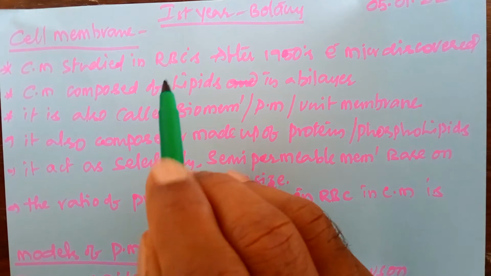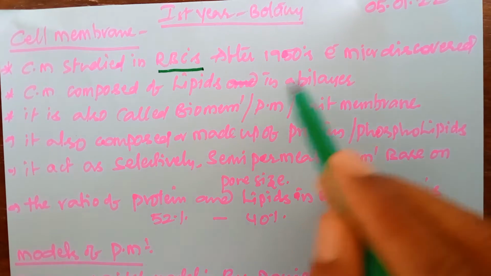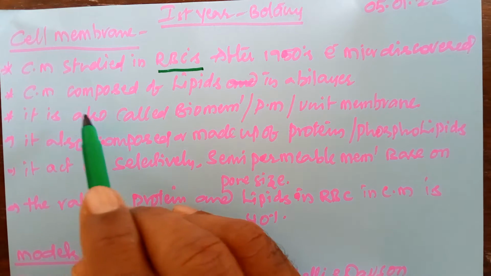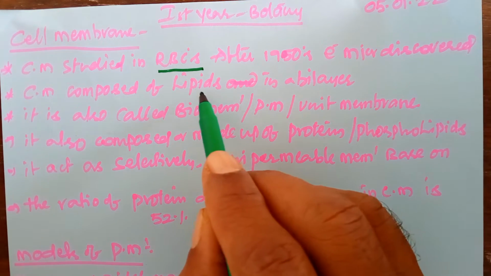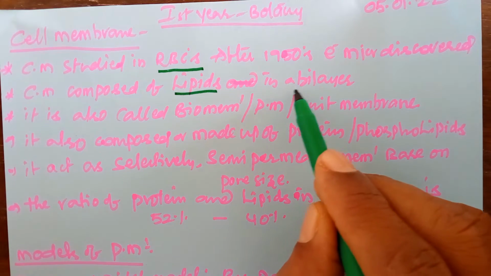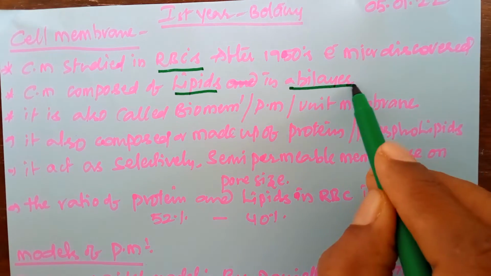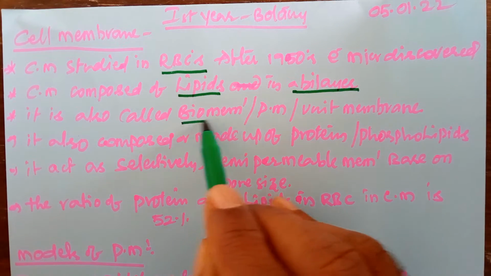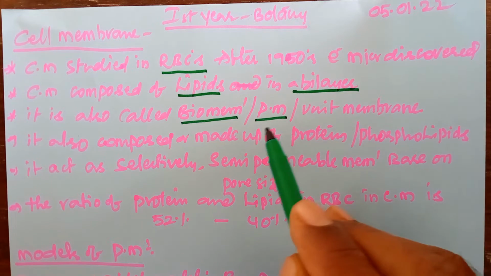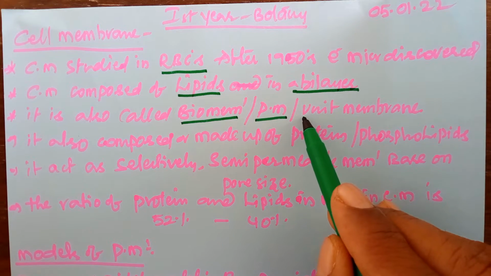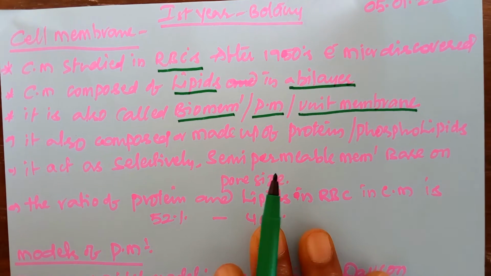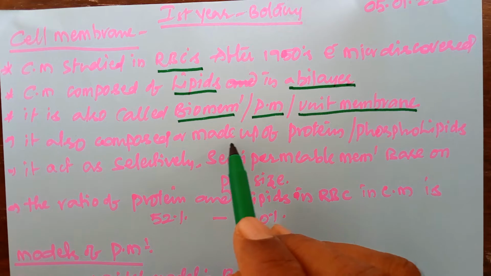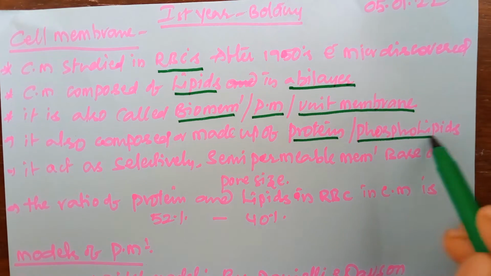The cell membrane was studied first in RBCs after the discovery of the microscope in the 1950s, and the cell membrane is actually composed of lipids and proteins. These lipids are bilayered lipids. Based on its functions, the cell membrane is also called biomembrane or plasma membrane, and it is also called unit membrane. And the cell membrane is made up of proteins and phospholipid layers.